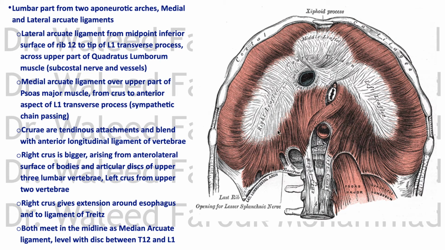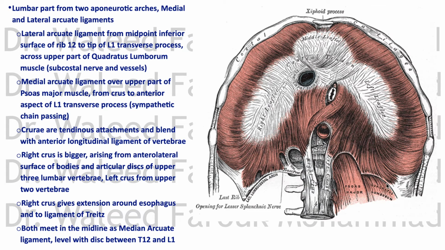The lumbar origin is from the lumbar vertebrae or lumbar region, let's say, because it arises also from the lateral side of the lumbar vertebrae. Look at these ligaments, condensations of connective tissue. See that? This is the lateral arcuate ligament. This is the medial arcuate ligament. And this is the median arcuate ligament.